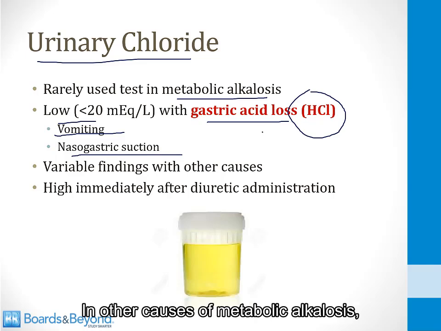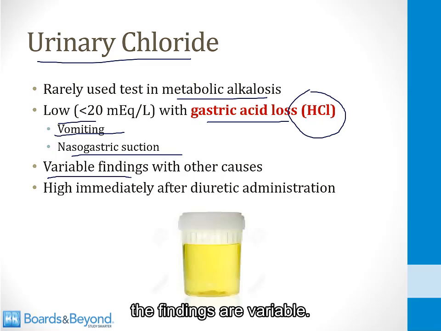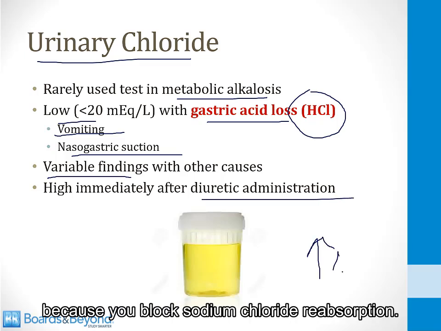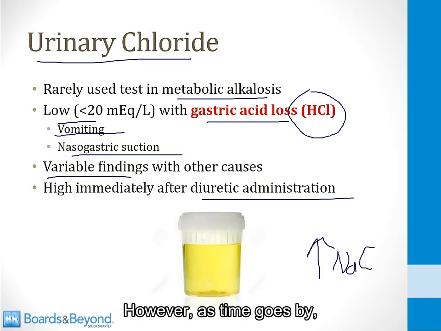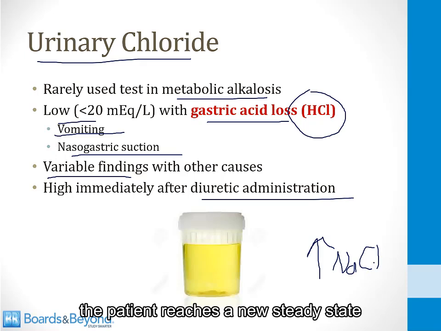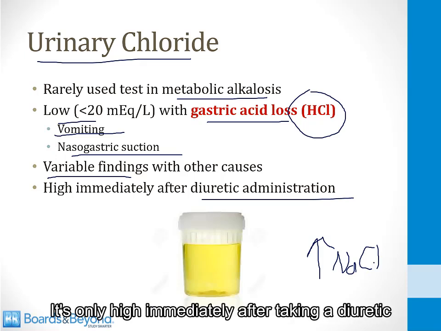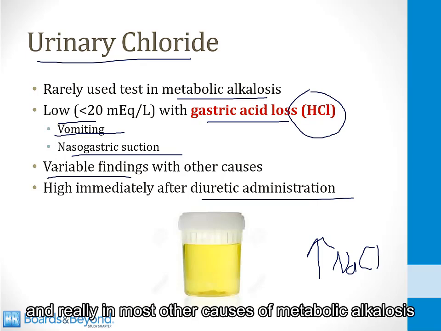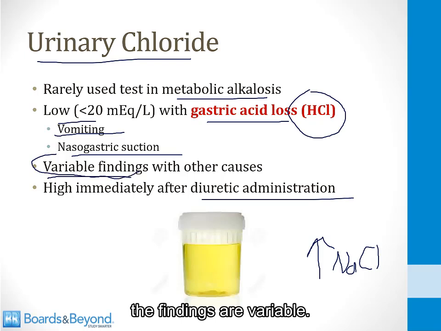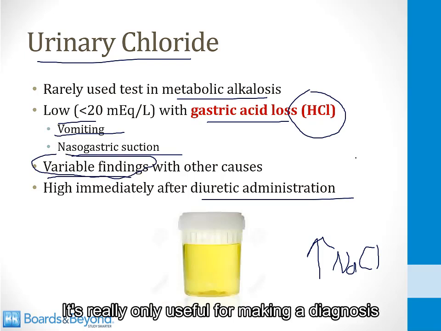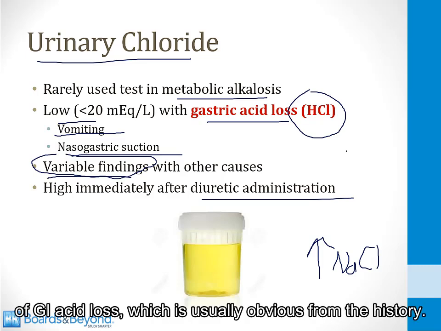In other causes of metabolic alkalosis, the findings are variable. Right after a patient takes a diuretic, the urinary chloride goes up because you block sodium chloride reabsorption. However, as time goes by, the patient reaches a new steady state and they may no longer have high chloride. It's only high immediately after taking a diuretic. And really, in most other causes of metabolic alkalosis, the findings are variable, and that's why this isn't a very useful test. It's really only useful for making a diagnosis of GI acid loss, which is usually obvious from the history.